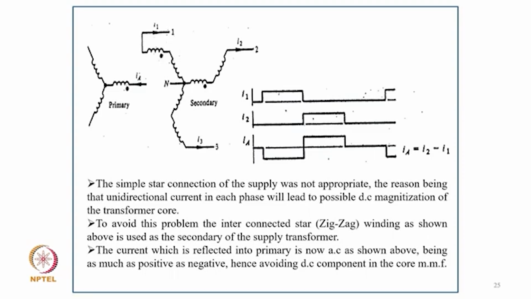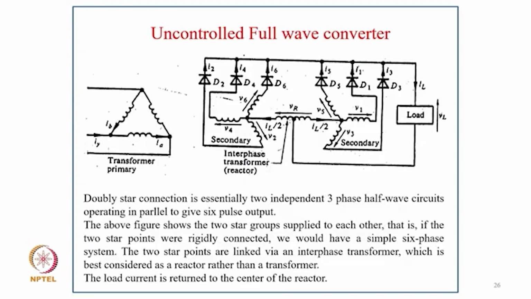To avoid this problem, the interstar, that is the zigzag winding as shown above, is used in the secondary of the supply transformer. The current which is reflected in the primary is now AC, being as much positive as negative, hence avoiding the DC component in the core. And this is typically the uncontrolled full wave rectifier.